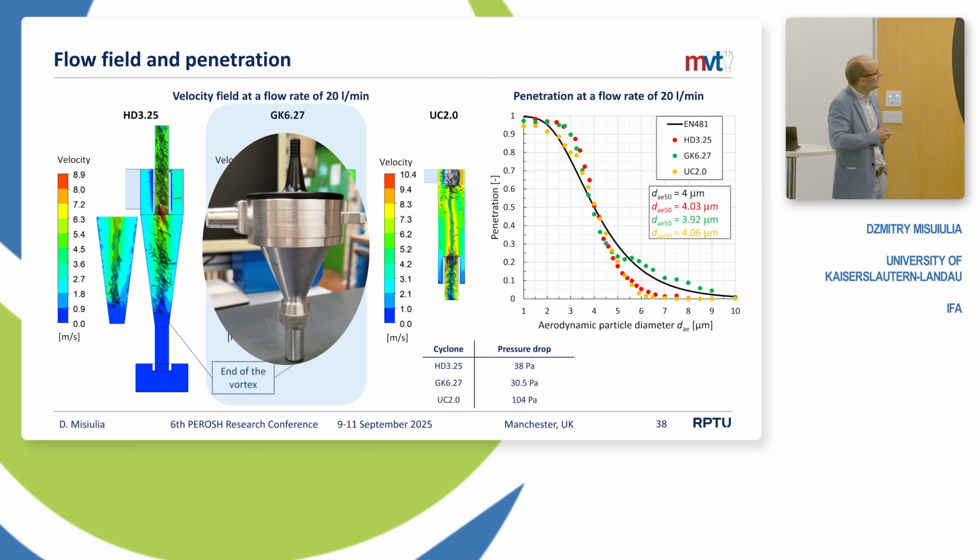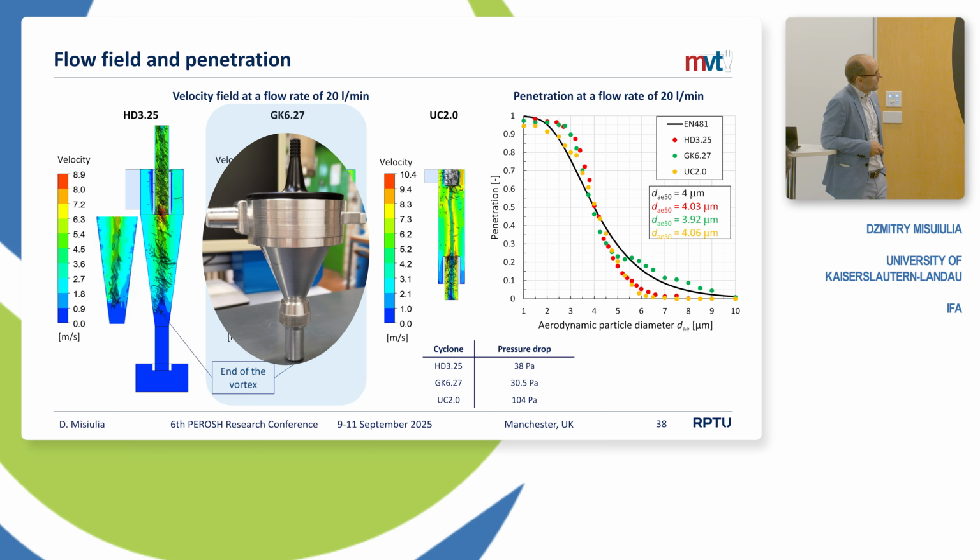In contrast to the HD design, the vortex in the GK cyclone and the Uniflow cyclone penetrates deep into the grit pot and ends at the bottom. Due to the smaller cyclone diameter, the velocities in the Uniflow cyclone are higher. As a result, one can see the lowest pressure drop in the larger GK cyclone; in the HD cyclone it is 25% larger, and in the Uniflow cyclone it is 3.5 times larger than in the GK cyclone.